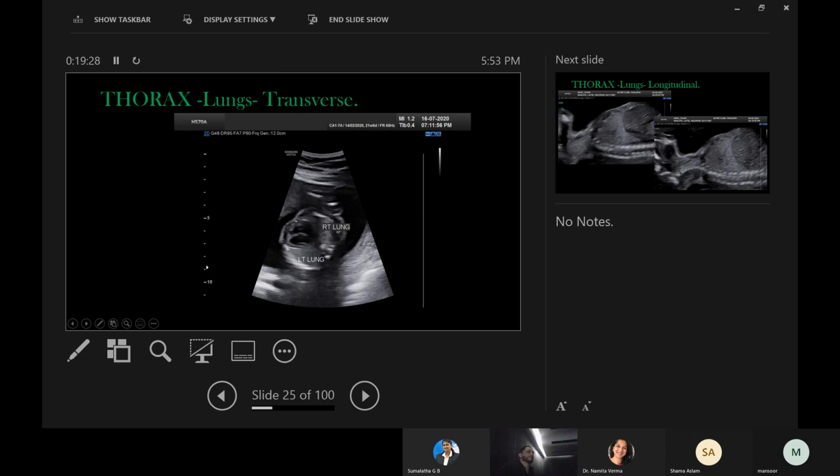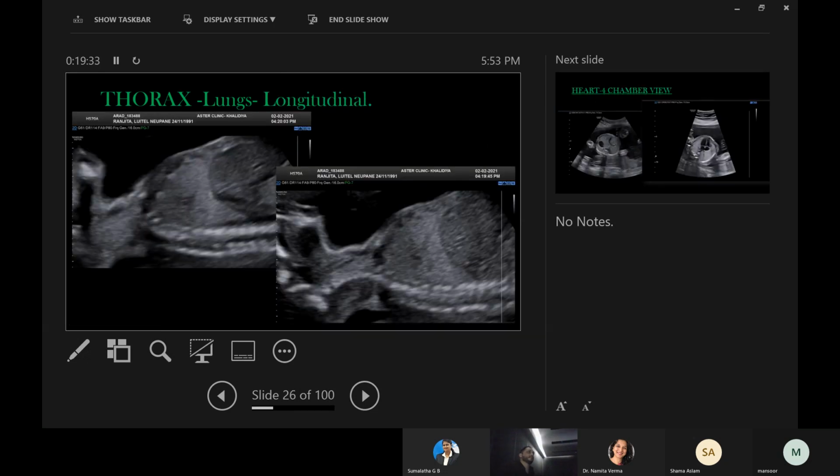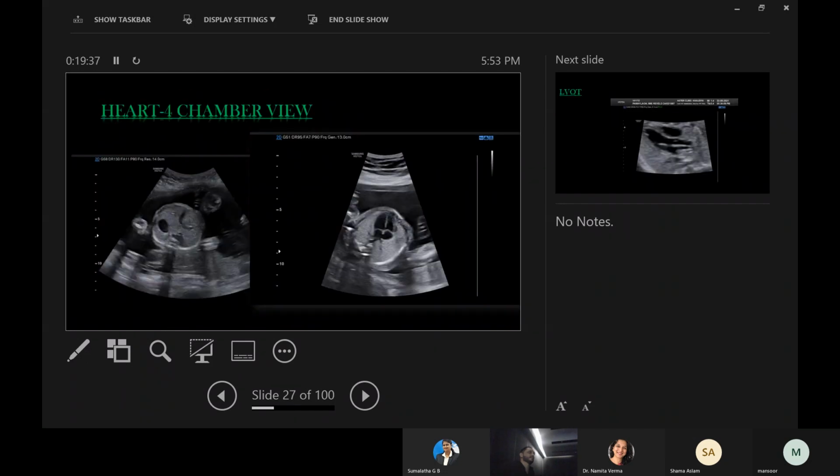So thorax, look at the heart and lungs. The lungs right and left in sagittal view. Look at the diaphragm intact on both sides. And now coming to the four chamber view of heart.